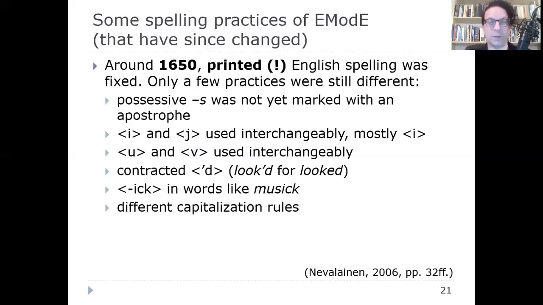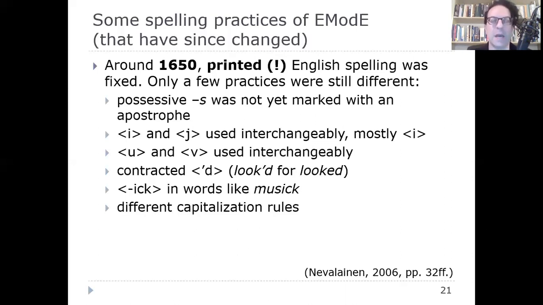For one thing, you don't really have possessive S marked, so the genitive, so to speak, marked with an apostrophe. Okay, so if you said man's fate or something like that, then man's wouldn't be spelled M-A-N apostrophe S, but simply M-A-N-S. Then I and J were used interchangeably. They were mostly spelled as an I and not as a J.